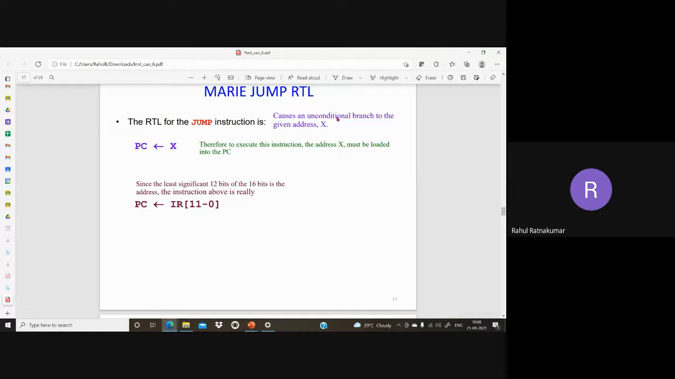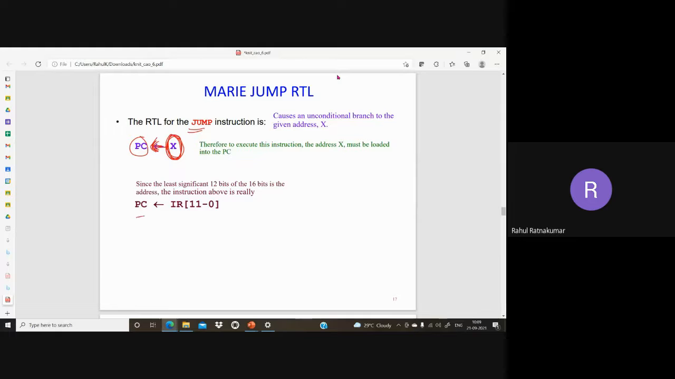And jump is directly jumping to the location given in the address. Now I have to jump to X location. So what to do? Directly load the PC with X, so that the next instruction I'm executing is at X. That's all there is about branching or jumping. This is an unconditional jump. You don't need to check any condition. Directly take the value given in the jump instruction and load the PC.